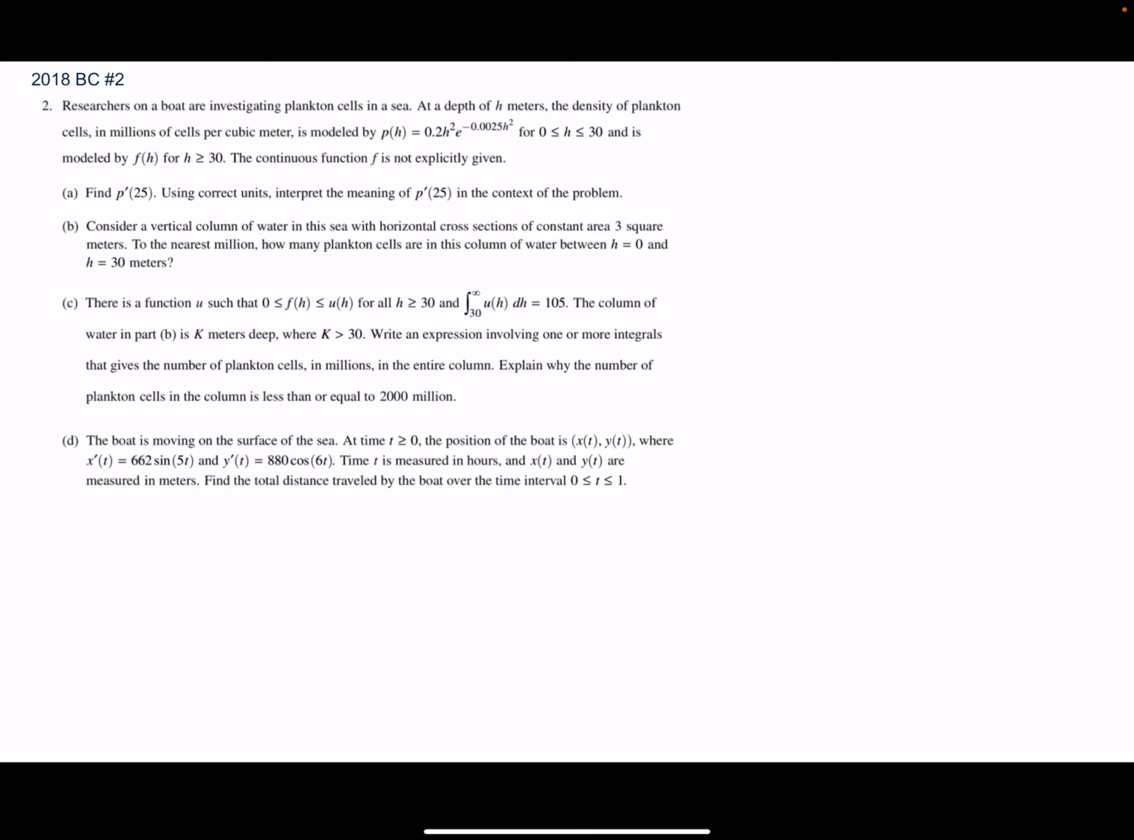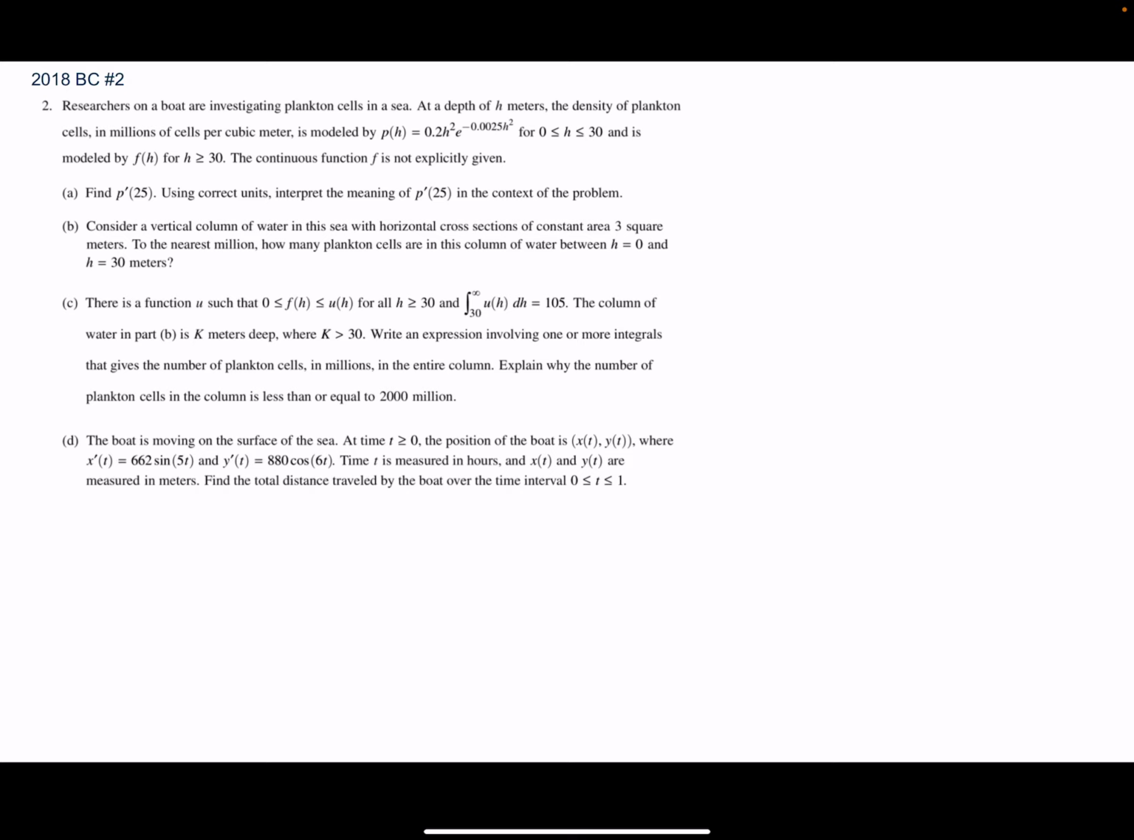So we've got plankton cells. We don't really care about the plankton. They tell us at a depth of H meters, the density in millions of cells per cubic meter, I'm going to rely on those units in a little bit, is modeled by P of H, where H is in meters, and that's valid when H is between 0 and 30, so from the surface of the sea to 30 meters deep. And then there's a separate model for the density of these plankton when H is greater than or equal to 30.